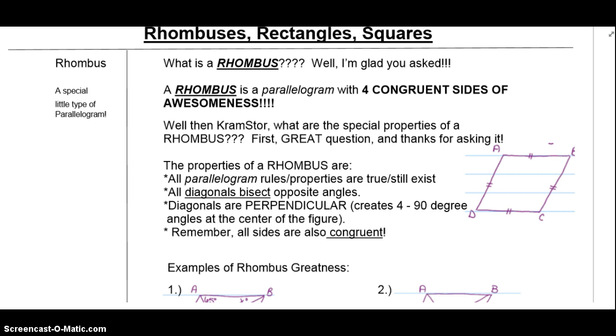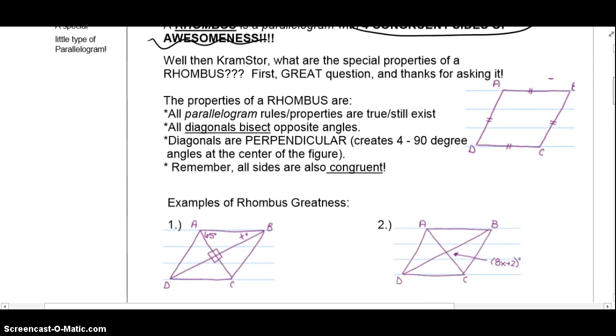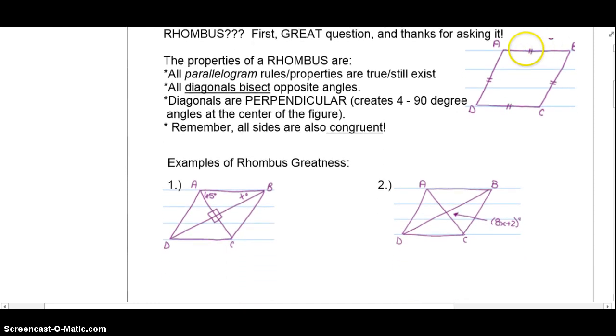What you have to know about a rhombus is that it is a parallelogram. It's going to share all of its properties, so everything you learn about a parallelogram is going to hold true for a rhombus. But its main component is that it has four congruent sides. Each and every one of the sides of a rhombus is the same, as you can see here, this is the same, and same.